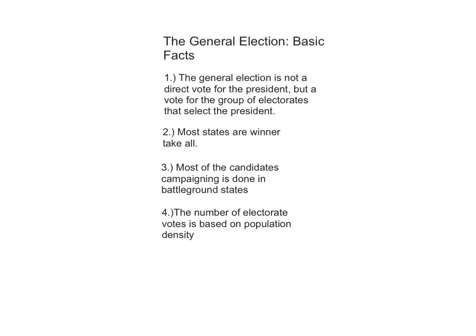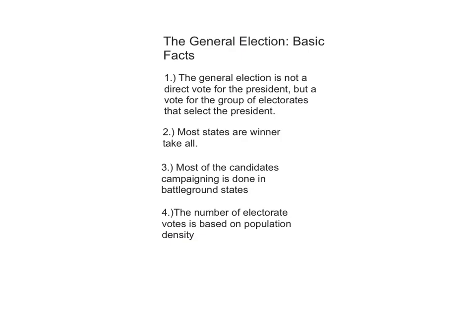Here's some basic facts of the general election. The general election is not a direct vote for the president, but a vote for the group of electors that select the president. Now, my friend T will go into more detail of that. So, most states are winner take all, and basically, winner take all is if you win a plurality of the vote, you'll get pretty much all of the electors. I'll go more into depth, but again, another friend of mine is doing the electoral college.